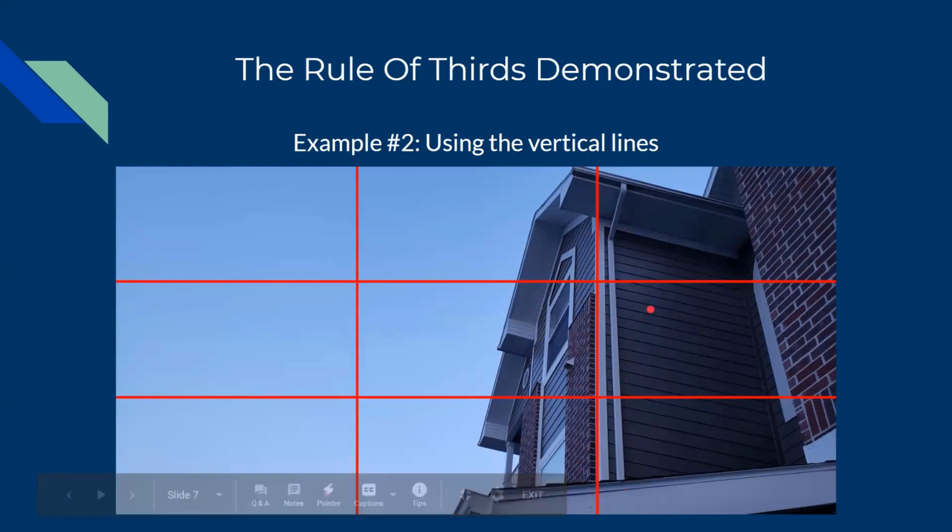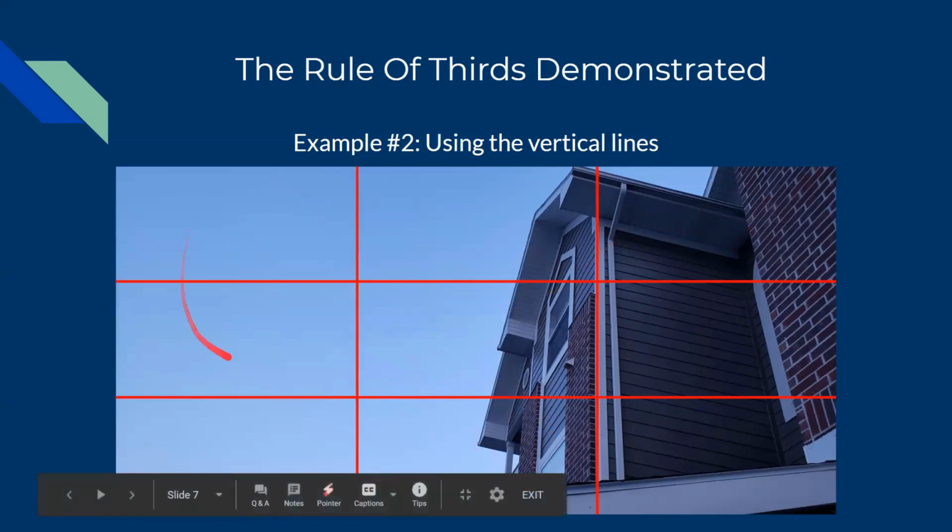Another thing these lines are good for, whereas the horizontal lines are good for balancing things from the top to the bottom, the vertical lines are good for balancing things from left to right. So what you can do with this is create photographs where there's nothing going on over here and then a lot going on over here, which is what I've done with this photograph here.